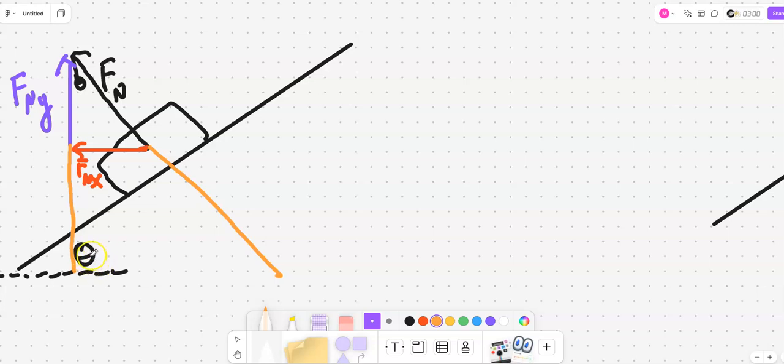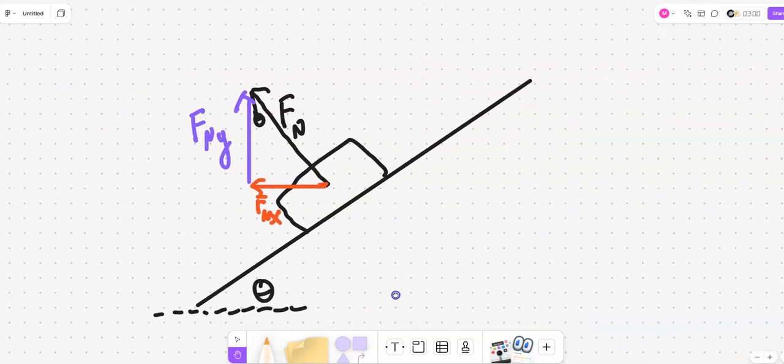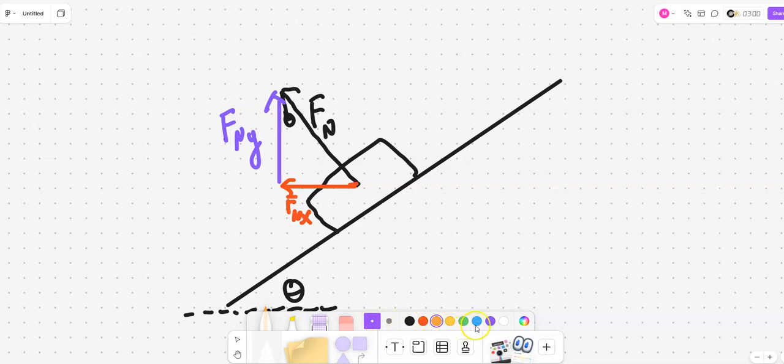And if we were looking at this, this was theta. Let's say that was 30. That would make this 60. That would make this 60. That would make this angle 30. And you can see that this angle and this angle are the same. So let me clean that up, and move this out of the way just a tad so we can see our formulas.